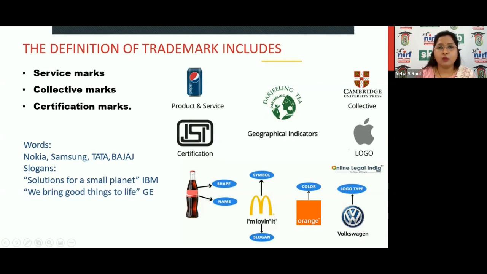This is again the one where slogans are protected under the trademark. There are different types of trademark, and it depends even on the shape. This is the Coca-Cola bottle, right? The shape of the bottle and the name are protected under the trademark. Here again, the symbol of McDonald's M, and this is the slogan, I'm loving it, right? Even the color, different colors can be protected, and the logo type, right? So these are the different types of logos and slogans that we can protect under the trademark IP.